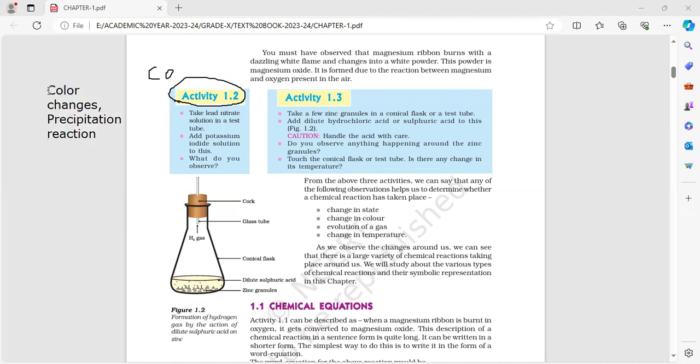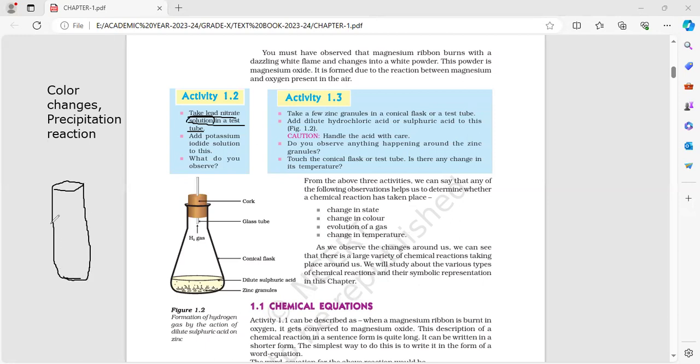So for this activity, what are the required materials or substances? One is, take lead nitrate solution in a test tube. Solution means, in any chemical reaction, whenever it says solution, it means the substance is dissolved in water. Lead nitrate is actually a white salt in solid state. I will take some lead nitrate. Just imagine this; the video of this activity will also be uploaded, you may watch it later.